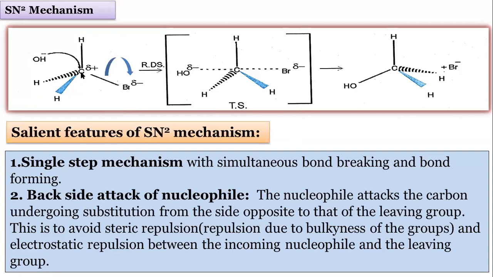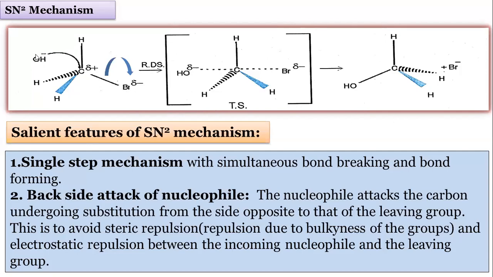See, this is a CH3. Here, this is a carbon. This hydrogen is in the plane. This bromine is also in the plane. This hydrogen is wedge-shaped, above the plane. And this dotted hydrogen is below the plane, or behind the plane. See, this OH minus is the nucleophile. This OH minus nucleophile always attacks the backside of the bromine. This is the direction of the bromine and this is the direction of the OH minus.